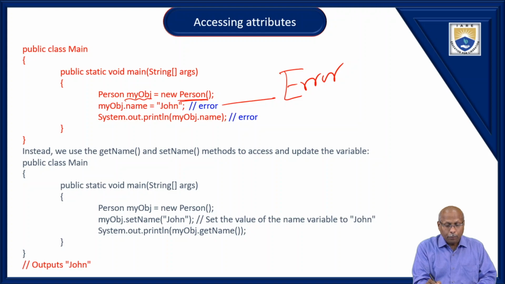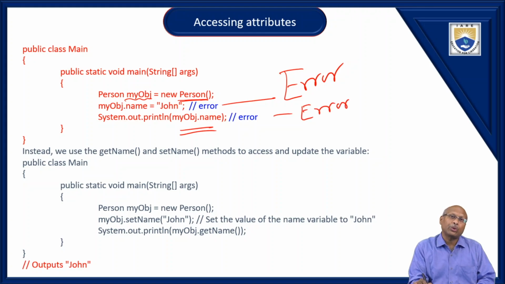Similarly, I want to print that value also. As you are trying to access the value, it also gives an error. So that means private variable data you cannot access through an object directly. That is the main intention of private data. But actually your intention is to change or to access. So if you want to change or access, then there are two standard methods called getName and setName.